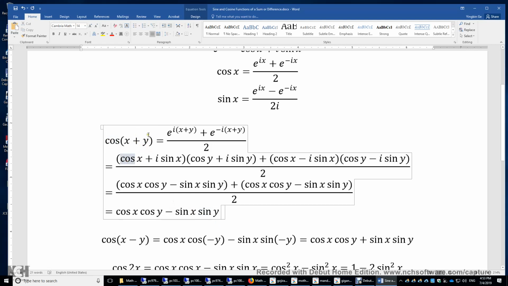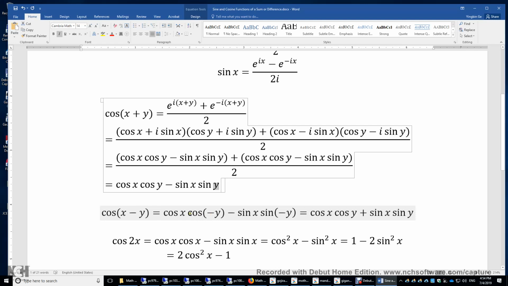So now let's change the sign of y. We basically just replace positive y with negative y. And then we replace this with negative y, replace this with negative y. Cosine functions are even functions, therefore cosine negative y is just cosine y. But sine negative y is negative sine y because sine functions are odd functions. Therefore, the result of cosine x minus y is cosine x times cosine y plus sine x times sine y.